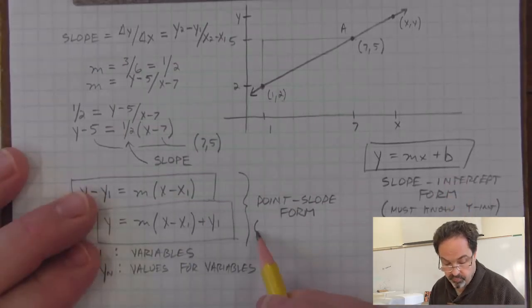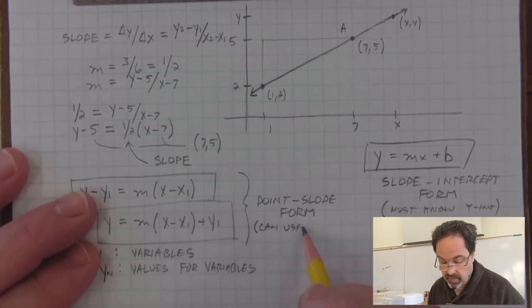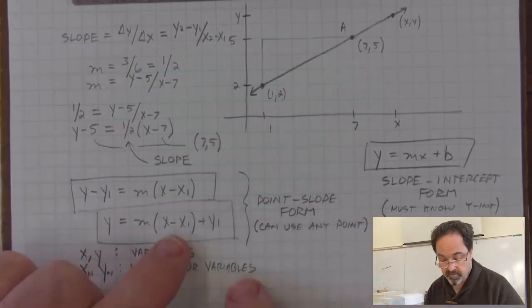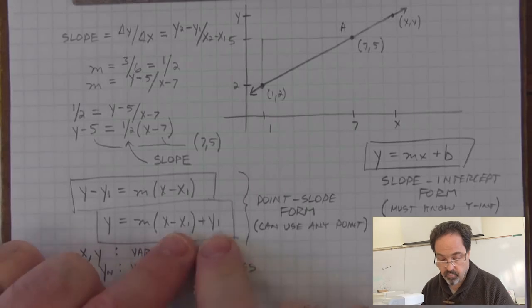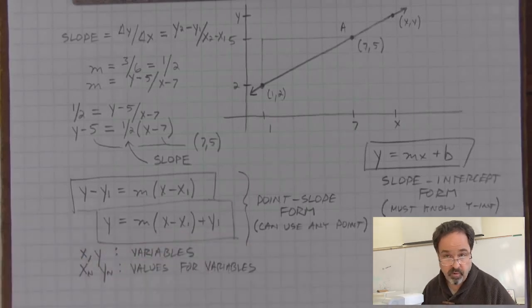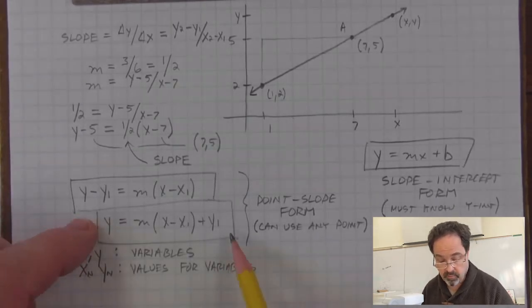Where point slope form can use any point. The specific or particular value that you use for the x sub 1, y sub 1 comes from the x and y value of any point on the line. You only need to know one and its slope to create the equation.